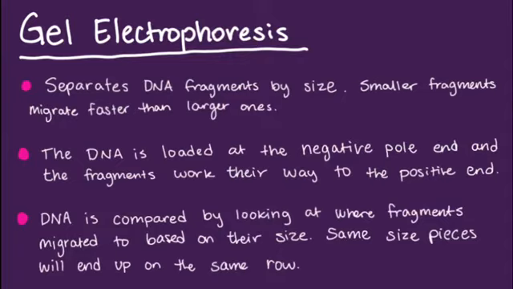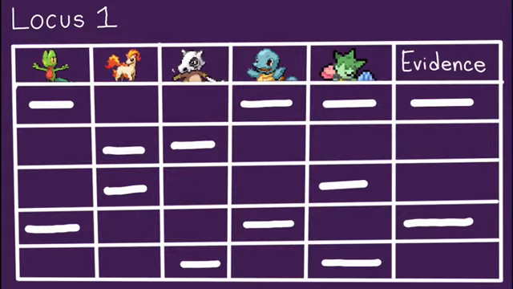Using the DNA we collected, the process sorts out each DNA fragment by size as they migrate towards the positive pole after we inserted them into the negative pole end. For our investigation, we're going to be looking at 2 different loci and using both to find the one who murdered Cubone. Here are the results of Locus 1.